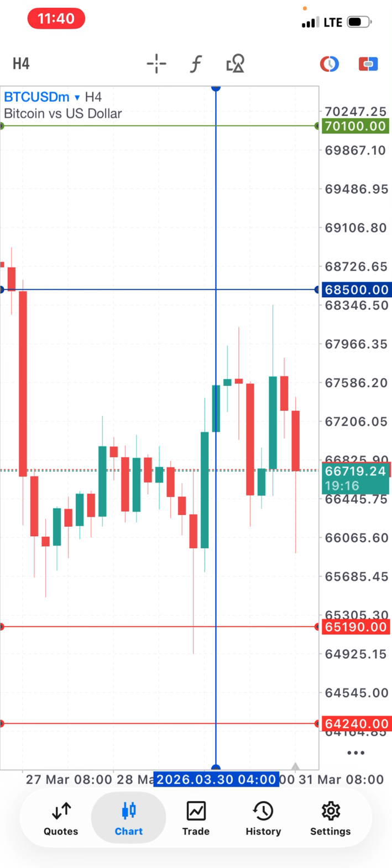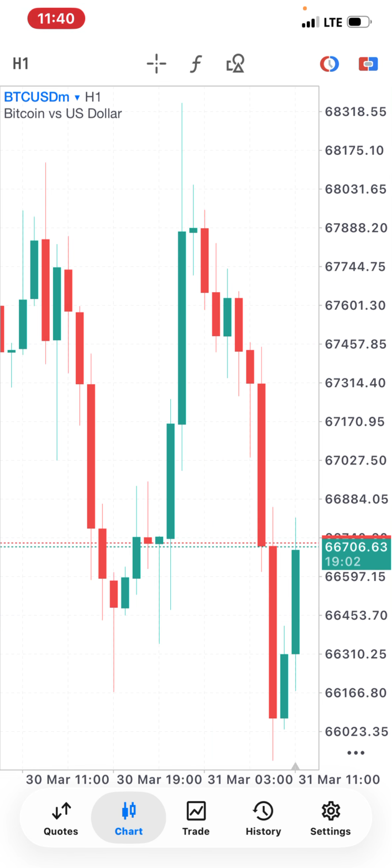So let's take note of this. Don't forget that once this particular candlestick closes bearish, the next 4-hour candle is going to be bearish. So we are going to look for only sells. Okay, so you change the time frame from the 4-hour to, let's say, 1 hour.